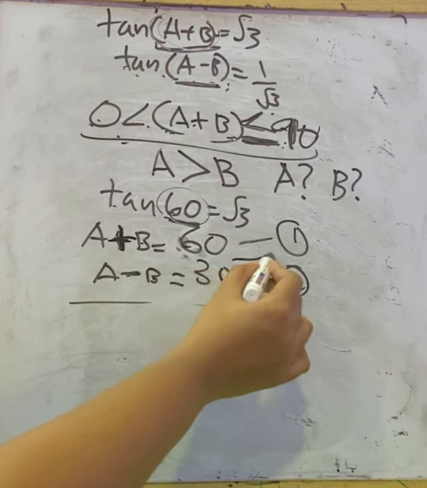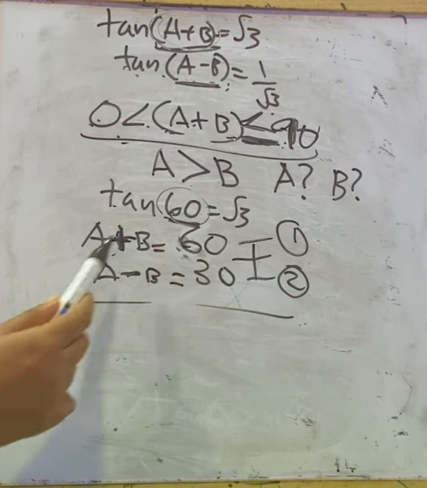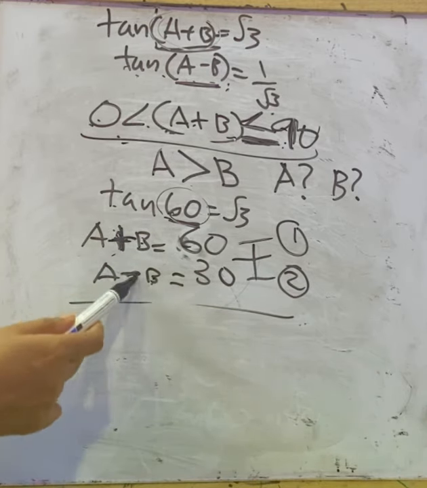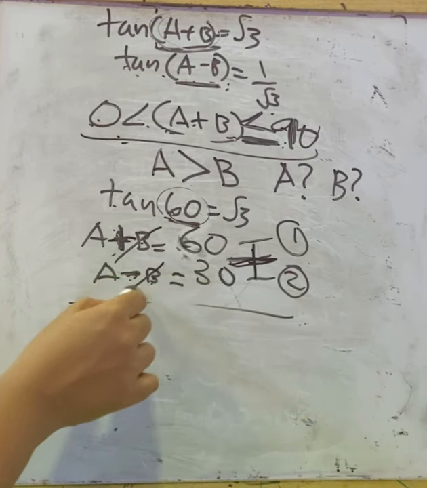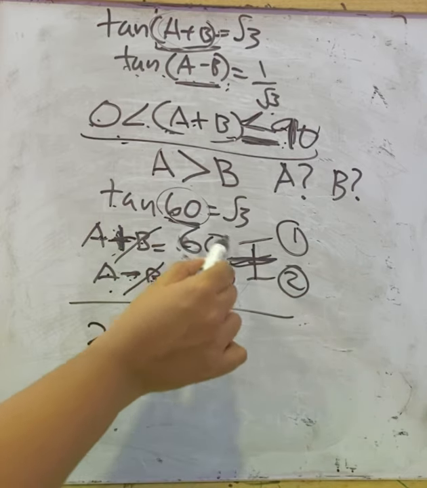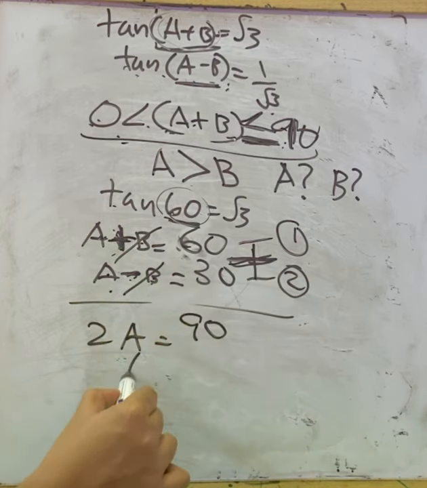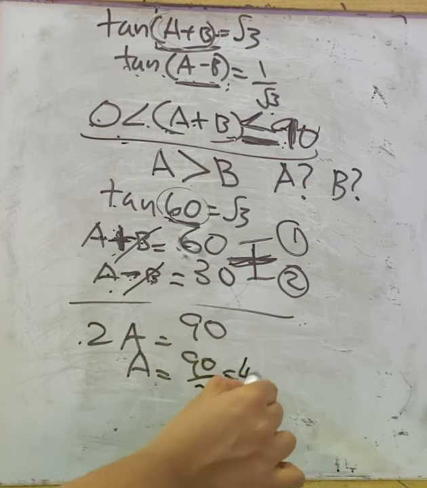So I am going to simply add the equations so that these will get cancelled, because any values with opposite signs will get cancelled while adding. So B and B get cancelled. A plus A is 2A and 60 plus 30 is 90. A is equal to 90 by 2, which is equal to 45.